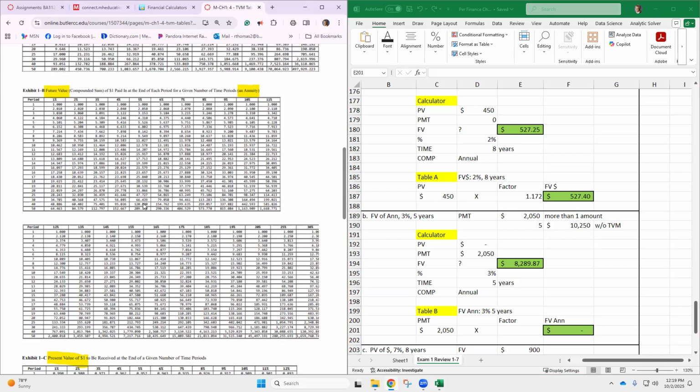Okay, I need the future value of an annuity at 3% in 5 years. 5 years, 5.309. Okay, that's right.